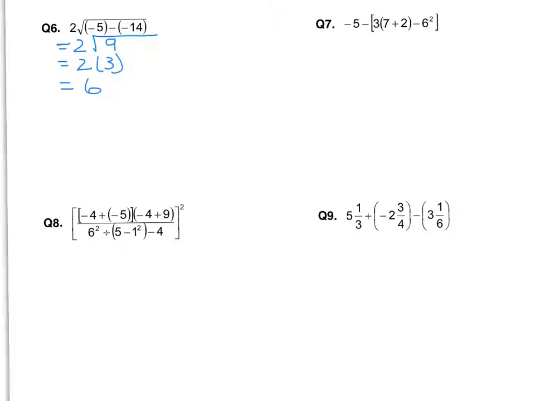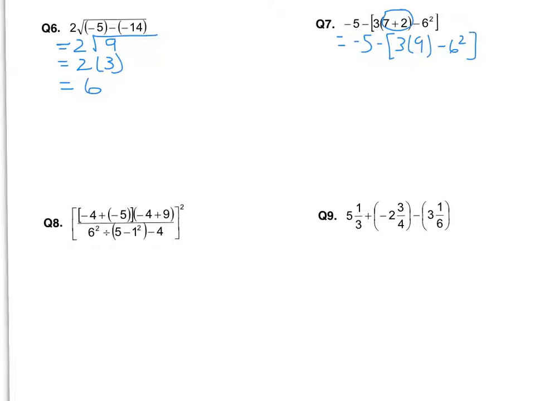Question number 7, we've got some order of operations happening here. We have our -5, take away, and then these are square brackets. So I'm going to work inside that square bracket first. And inside the square bracket, we have this curled bracket or curved bracket. So I'm going to do that first. 7 plus 2 is 9 minus 6 squared.